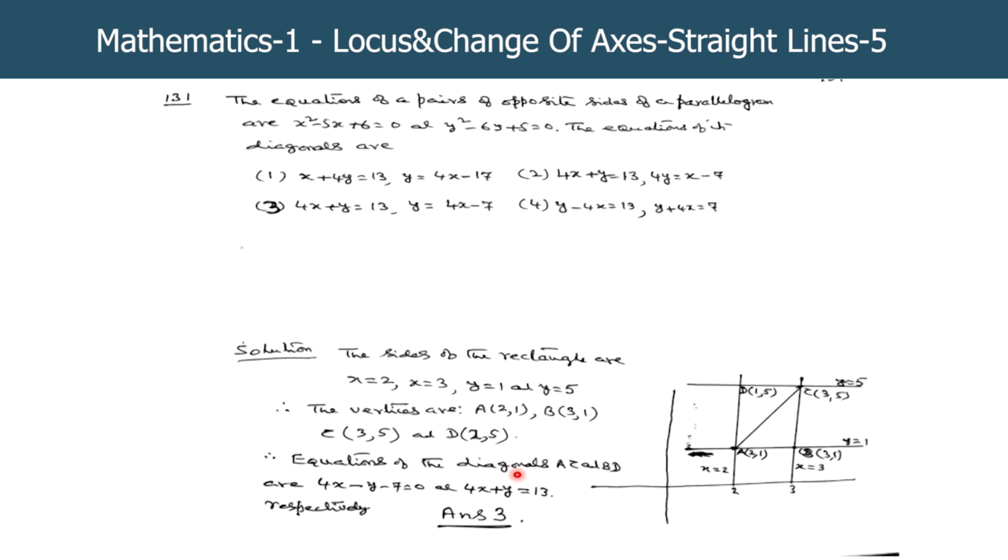So the equation of its diagonals. So the correct option is option number 3: 4x plus y is equal to 13 and 4x minus y minus 7 equal to 0.